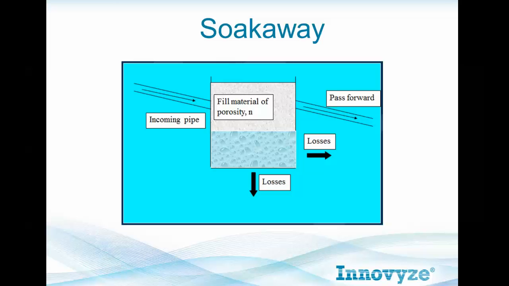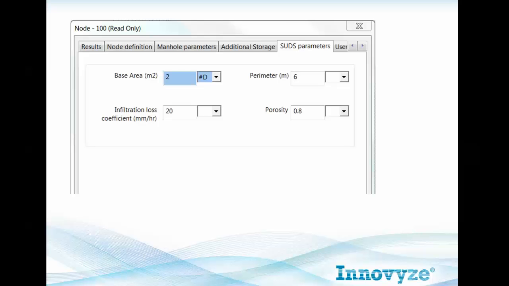When we look at the characteristics of the node, the soakaway itself, it has all the familiar attributes. We define its chamber size, its shaft area, that kind of thing. But we have an additional parameter here called Suds Parameters, where we are allowed to introduce a base area, a perimeter, an infiltration loss, and a porosity.